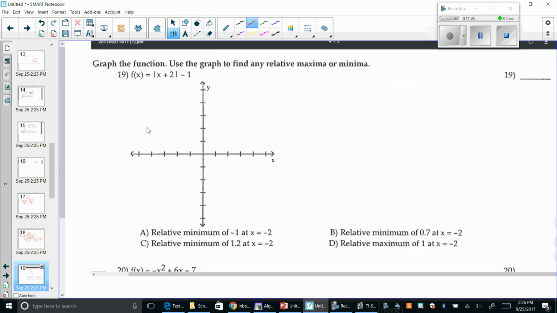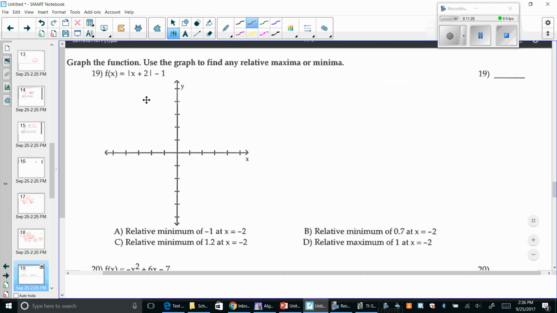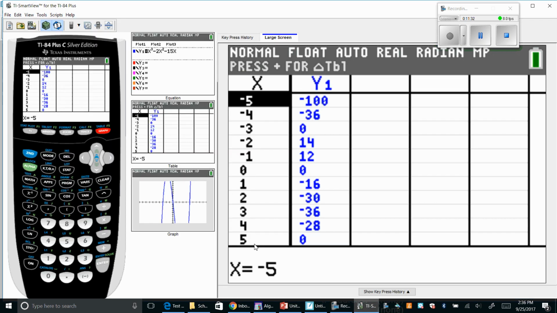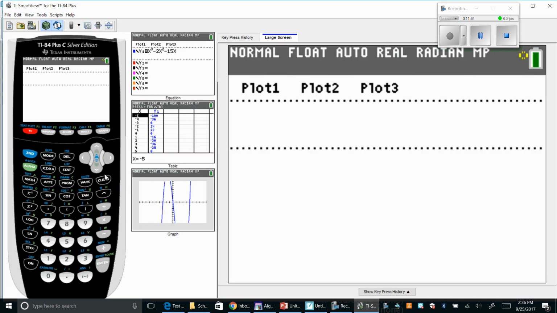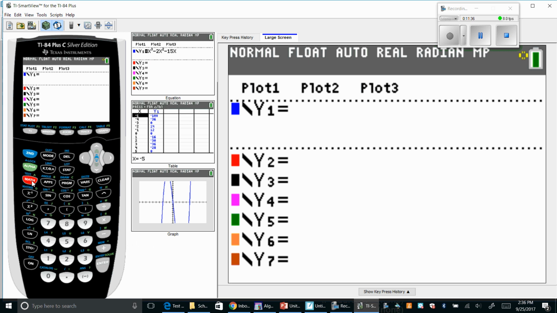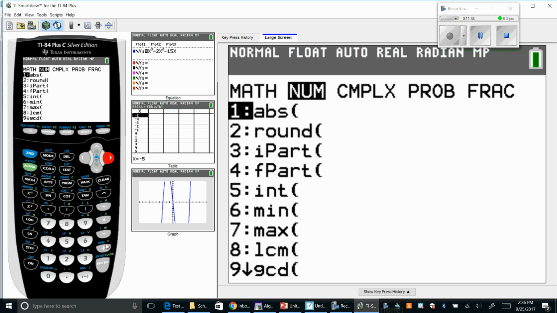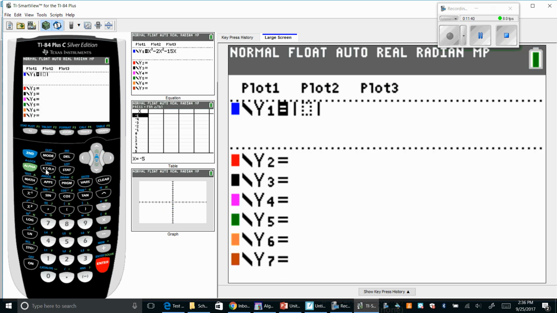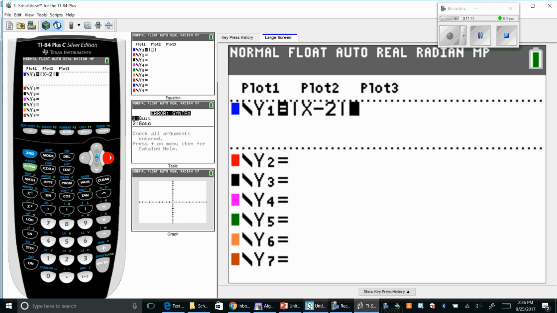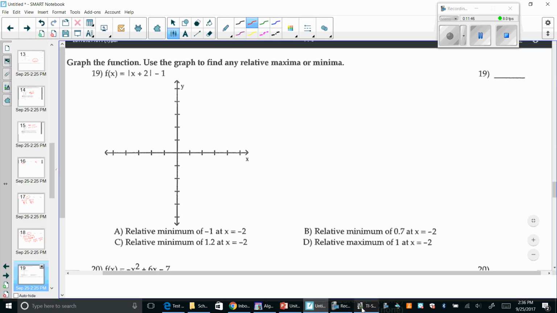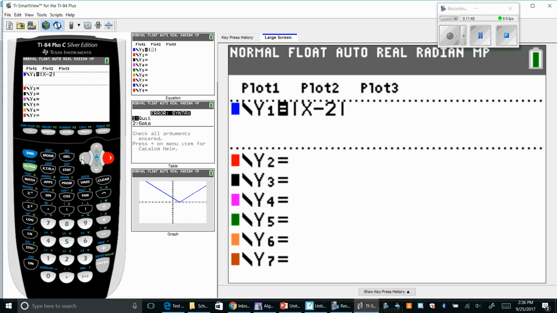Number 19. Use the graph to find any relative maximum or minimums. Well, you got to put this in your calculator: absolute value of x plus 2 minus 1. So I'll go to my y equals. The absolute value is under math, and then you go over to number. I messed that up, x plus 2. That'd make a different answer. x plus 2 on the inside, and then minus 1 on the outside.